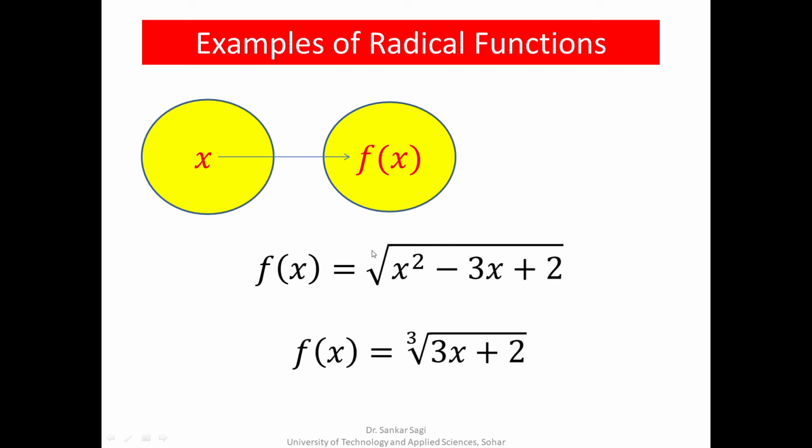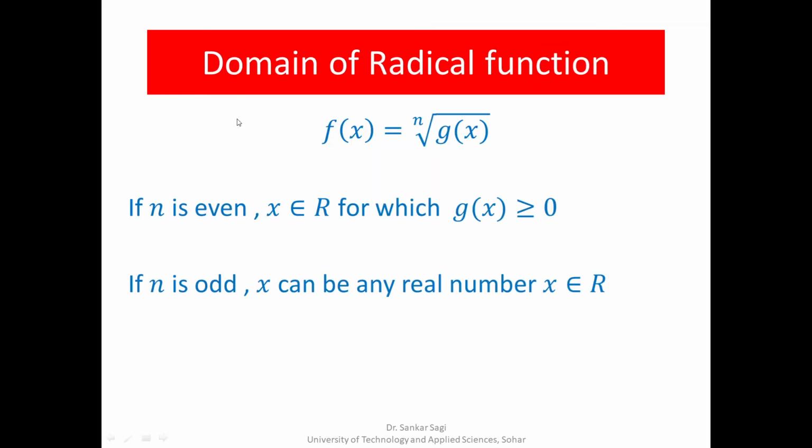So any root, cube root or square root or fourth root, all these functions we call radical functions. So whenever the expression is of the form of a square root or a cube root, or in general any nth root, it is known as a radical function. Now what is the domain of a radical function?